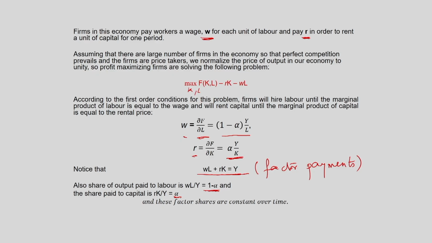Based on this, we also see that the total output in the economy is given out as factor payments to labor and capital. So we get this equation WL plus RK is equal to Y. The share of output paid to labor is 1 minus alpha, and the share of output paid to capital is alpha. And these factor shares, given the Cobb-Douglas production function, are constant over time.